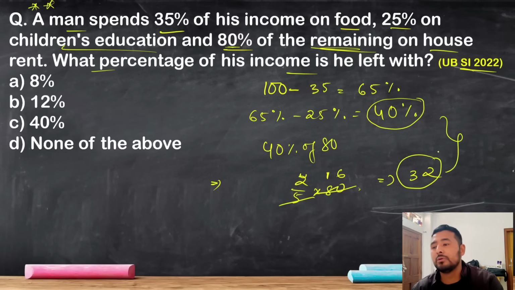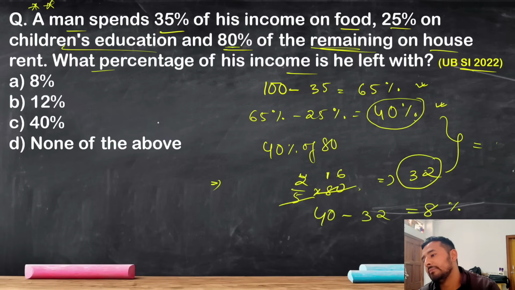When you subtract these two, he has used 65% already, 25% already, and also 80% of the remaining. 40% was there, and the 80% of the remaining we have already calculated here. We got 32. Now 40 minus 32 will be the remaining, right? 8%. He'll be left with 8%. I hope it is clear.